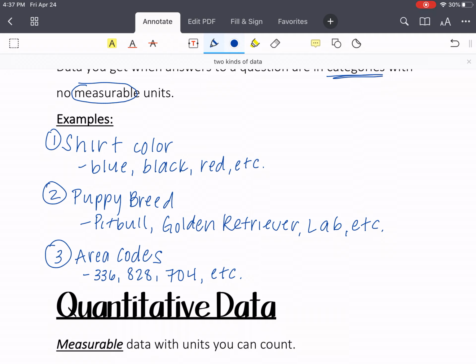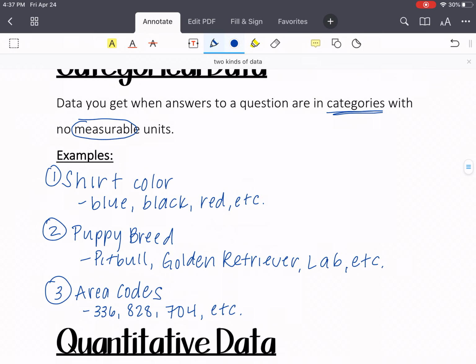So 336 is the category of Wilkesboro. I believe Ash is in this category. Boone is in the category of 828. Charlotte is in 704, etc. So even though these are numbers, they're still categories. You don't measure with them.